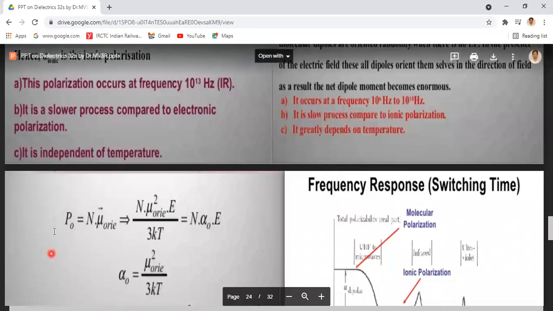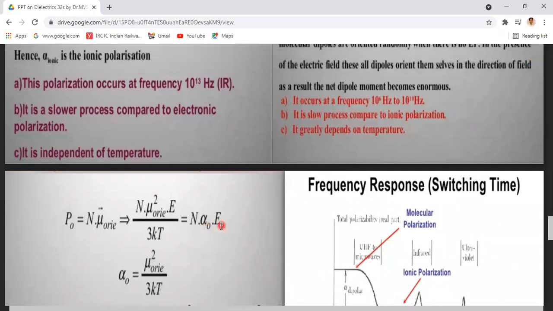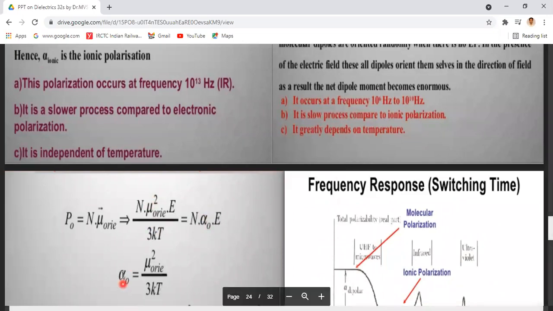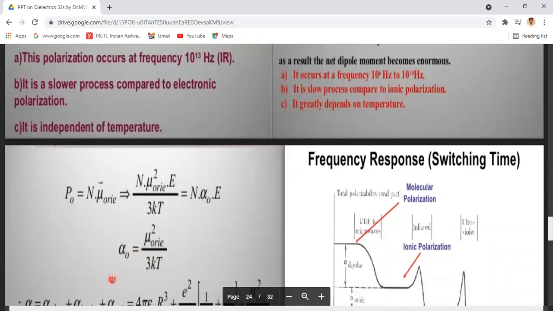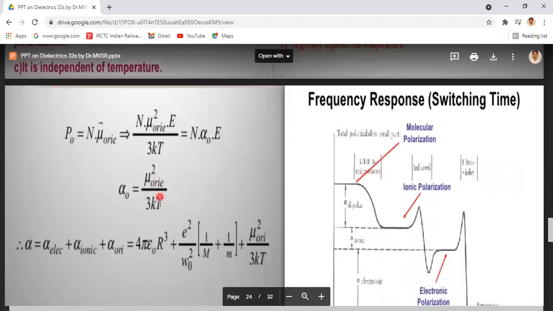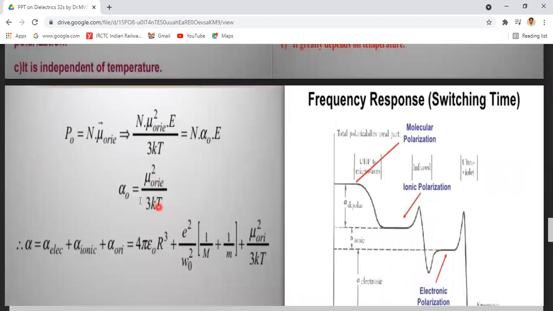Coming to orientational polarization, P_o is equal to N into mu bar, which is equal to N into alpha_o into E bar, where alpha_o is equal to mu square by 3kT. So this is the expression for orientational polarizability alpha_o, which depends on the absolute temperature.